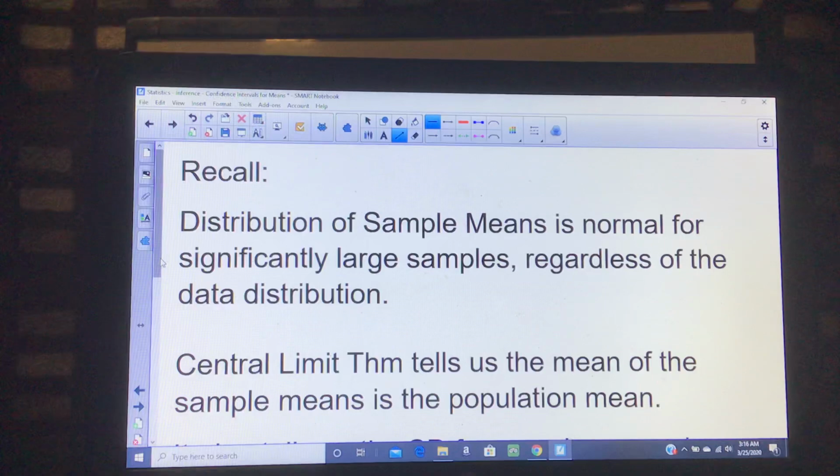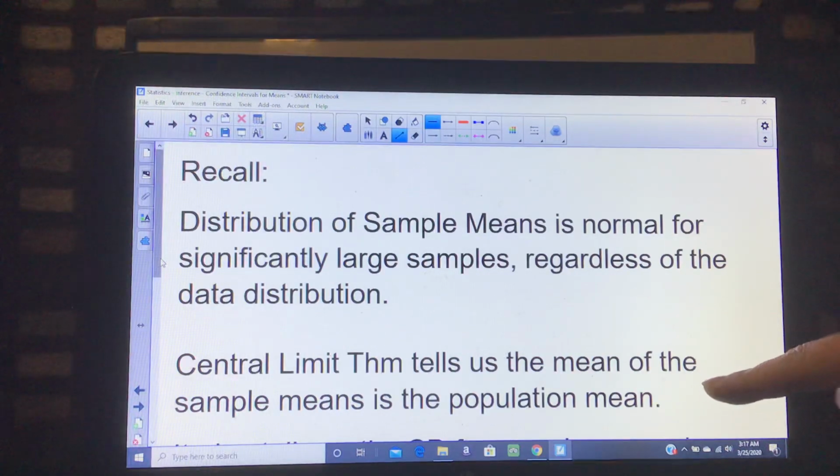From that last lesson, the distribution of sample means is normal for significantly large samples, regardless of the data distribution. So we took a sample mean. It was 31.04 miles per hour. If we took other samples, we would get other values. But remember, the distribution of means should be normally distributed. So as we took more and more x-bars, or more samples, and found their averages, they would cluster around the population average. And values that were far away from the population average would be rare to get.